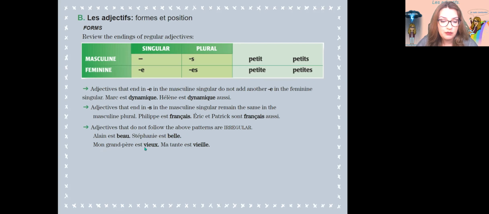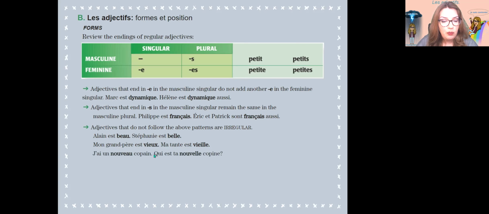Vieux means old. Vieux. Mon grand-père est vieux. Now, how do we change it? We don't just add an E, we have to change the ending. Ma tante est vieille. Vieille. Vieux becomes vieille. So the E-U-X changes to E-I-L-L-E, and we do not pronounce the L in vieille, d'accord?